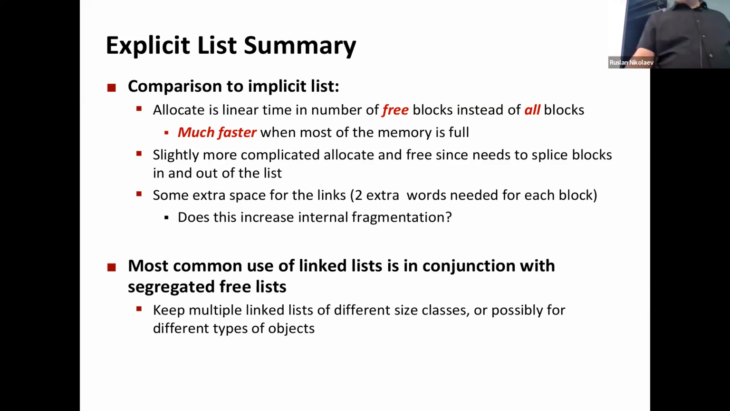So it's slightly more complicated to allocate and free, since we need to splice blocks in and out of the list, so we have to deal with this explicit list now. So this is an extra operation. In addition to coalescing, we have to deal with that explicit list, and have to update next and previous pointers. So this is also some extra space for links. So we have to have 2 extra words for each block.